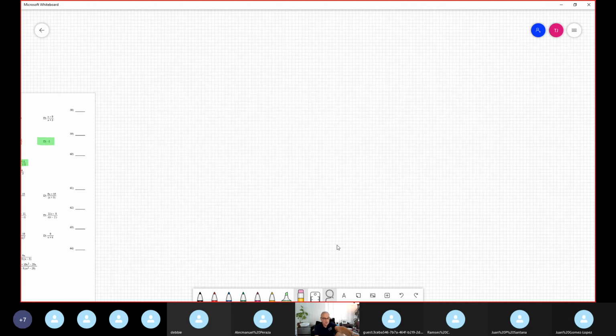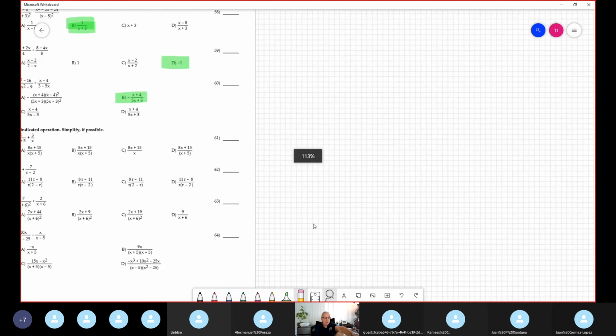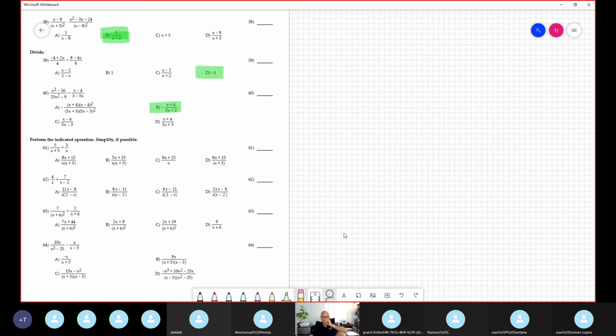The first case, number 61. 61 is 5 over x plus 5, plus 3 over x. Okay. We now have different denominators. Therefore, I need to condense them into only one least common denominator.